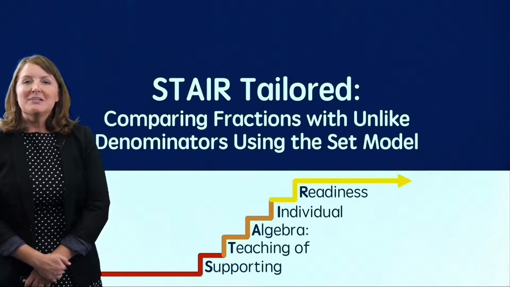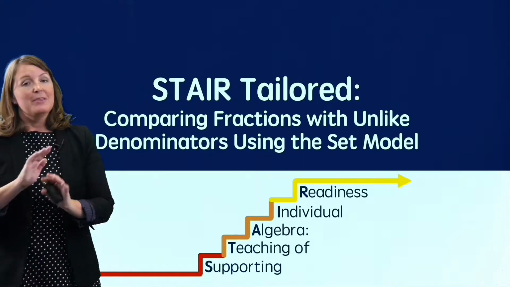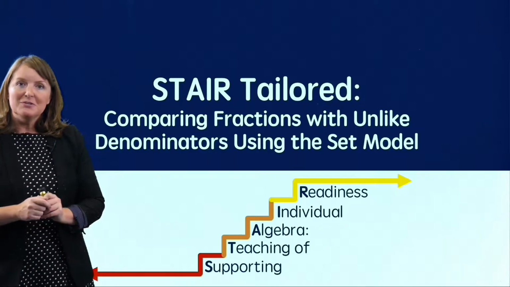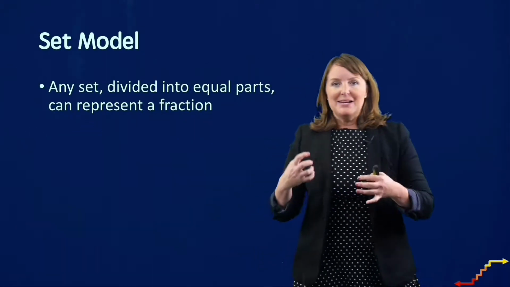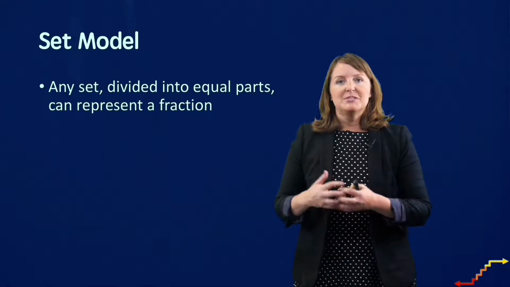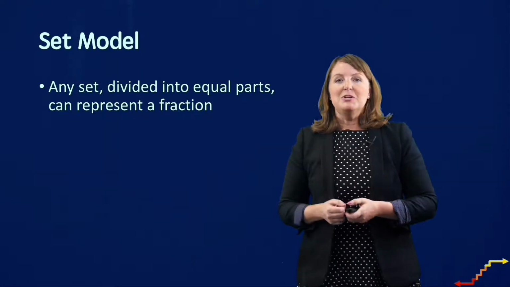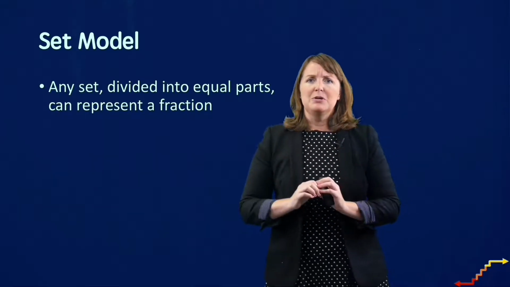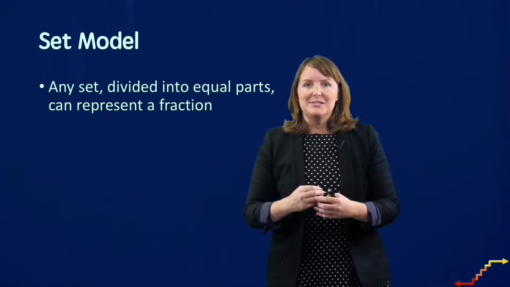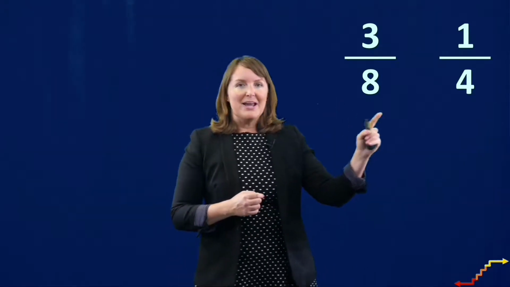And right now we're focusing on comparing fractions with unlike denominators, and we're going to use the set model. Now the set model means that we can take any set of objects and use that set of objects to represent a fraction. And I'm going to show you how we're going to do this with the two-color counters. That's a really good manipulative to use if you're thinking about using the set model to compare these two fractions here. We're going to compare 3/8 to 1/4. So let's see what this looks like with manipulatives.